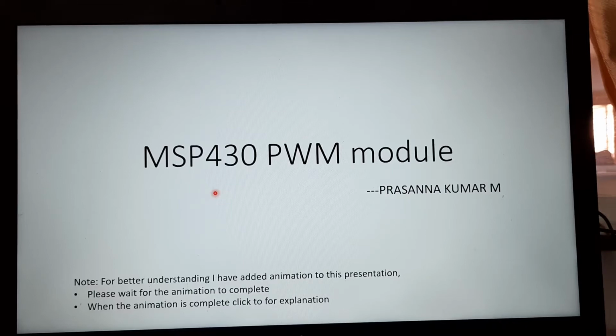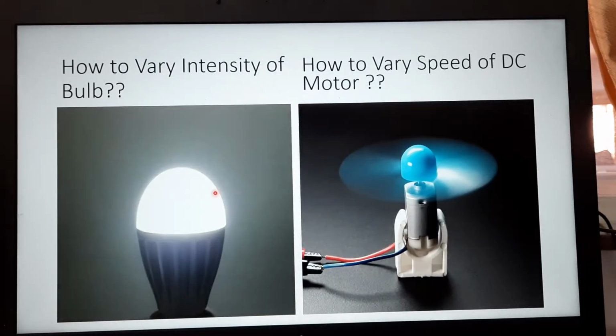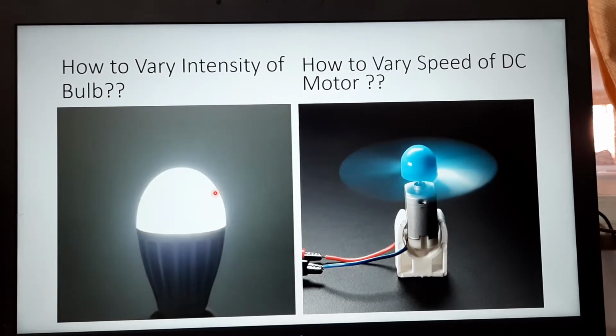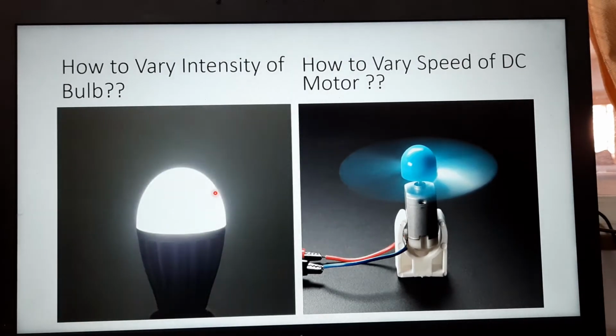Hi everyone. So today we'll understand the PWM module of MSP430, and we'll see what the applications of PWM are. You might have seen applications like varying the intensity of light or controlling the speed of a DC motor. How to do that?